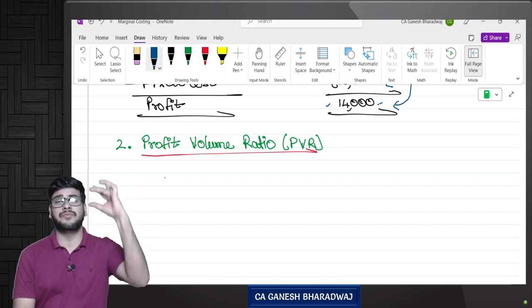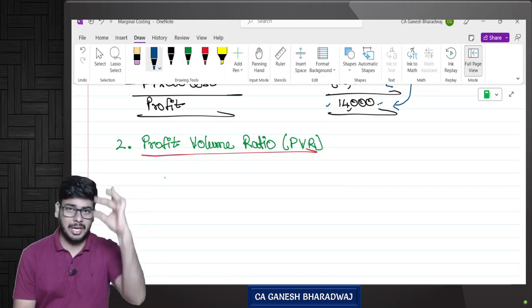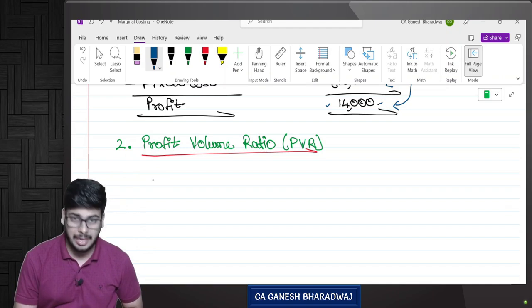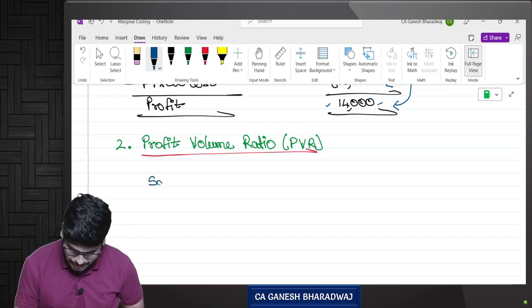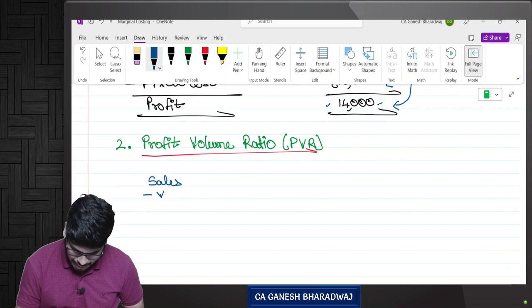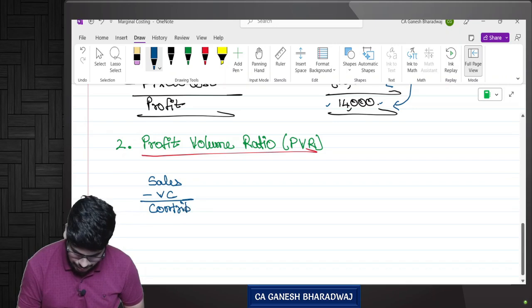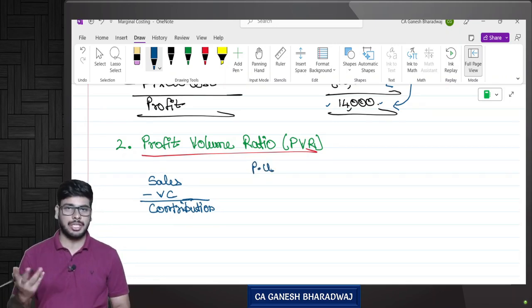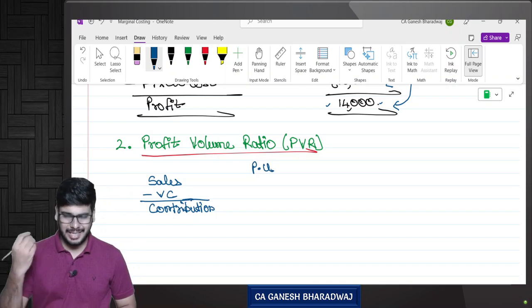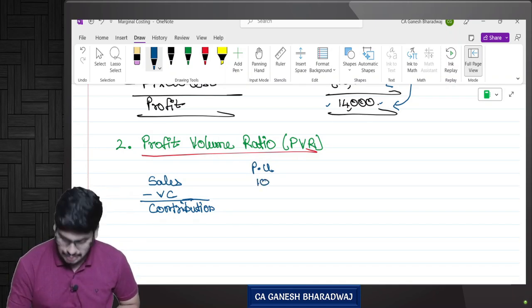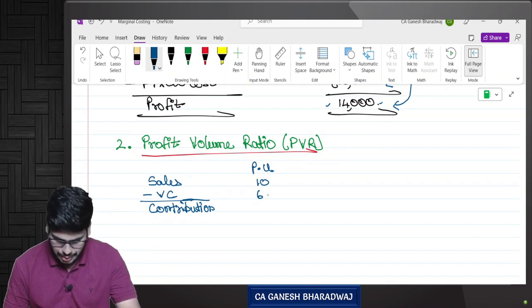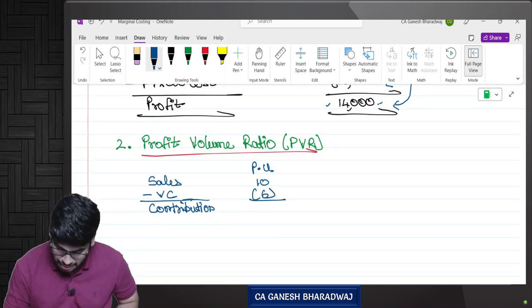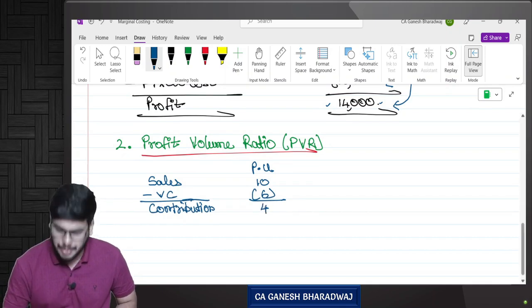Now, let us take the first half of our marginal costing income statement. So, how does our marginal costing income statement start? Sales minus variable cost gives you contribution. Correct? Yes. Now, on a per unit level, P.U stands for what? Per unit level. What is the sales, that is, what is the selling price? 10 rupees. What is the variable cost? 6 rupees. So, what is the contribution per unit? It is going to be 4 rupees.